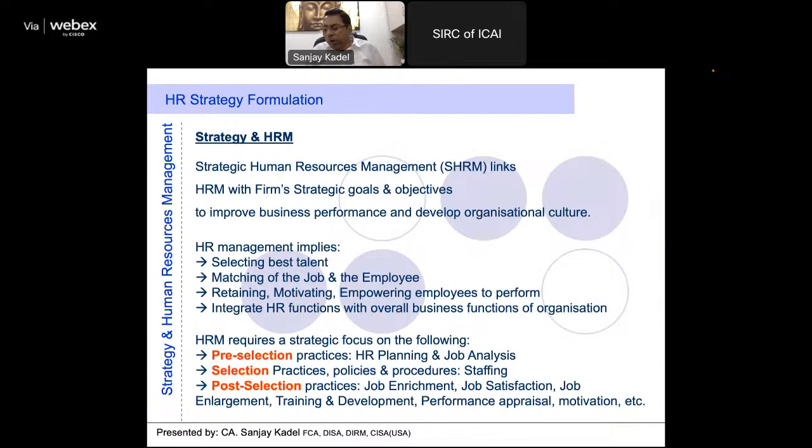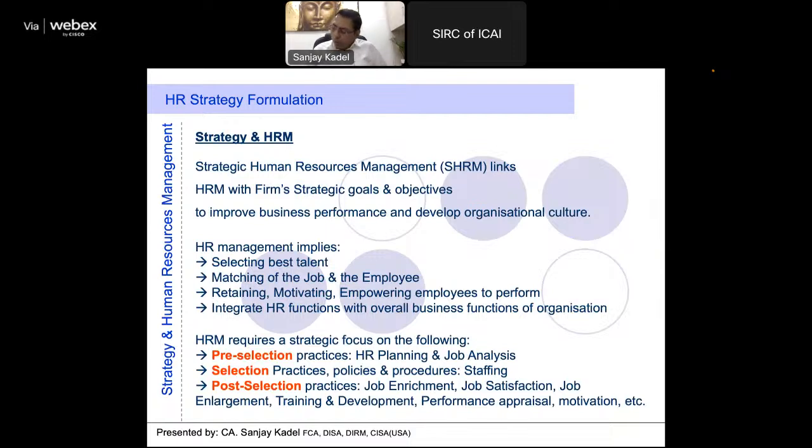You can do job enrichment. That means if the people's job is becoming monotonous and boring, you can try to give them some good challenging tasks, so it makes their job enriched. You can adopt practices of job satisfaction. You can adopt practices of job enlargement. You can increase the scope of their work, so it is called job enlargement. Training and development, performance appraisal, motivation, all these are activities which come under the human resource function.